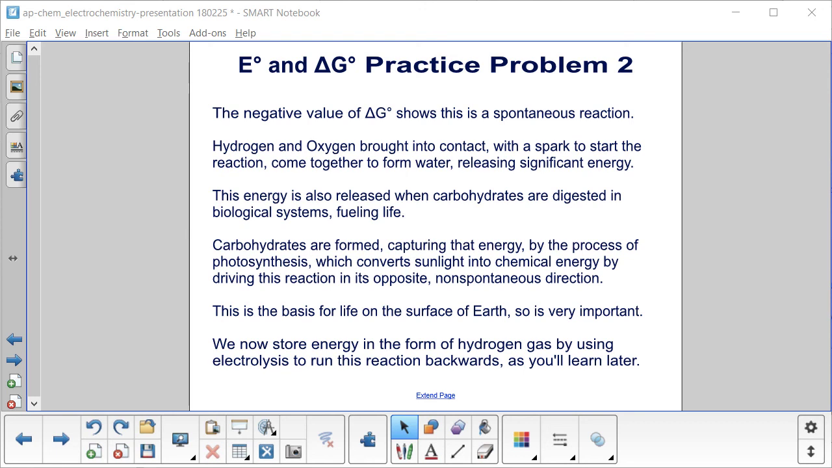Hydrogen and oxygen brought into contact with a spark to start the reaction come together to form water, releasing significant energy. This energy is also released when carbohydrates are digested in biological systems, fueling life. Carbohydrates are formed, capturing that energy by the process of photosynthesis, which converts sunlight into chemical energy by driving this reaction in its opposite, non-spontaneous direction. This is the basis for life on the surface of the Earth, so it's very important. We can now store energy in the form of hydrogen gas by using electrolysis to run this reaction backwards, as we'll talk about later in the presentation.